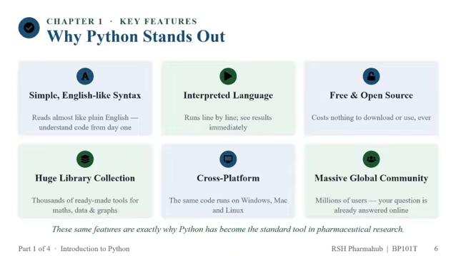Let's discuss some important features of Python. Python has a simple and easy to read syntax, making it ideal for beginners. It is an interpreted language, meaning the code is executed line by line, which makes debugging easier. Python is open source, so anyone can download and use it free of cost. It is platform independent, meaning the same program can run on Windows, macOS, and Linux with very little modification. Python also supports object-oriented programming, which helps developers write well organized and reusable code.